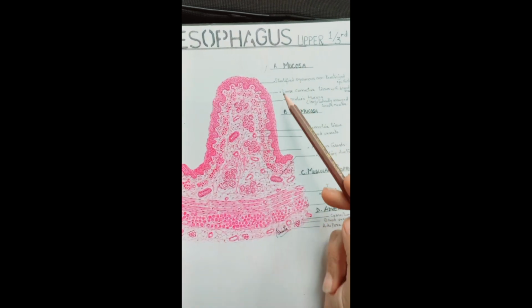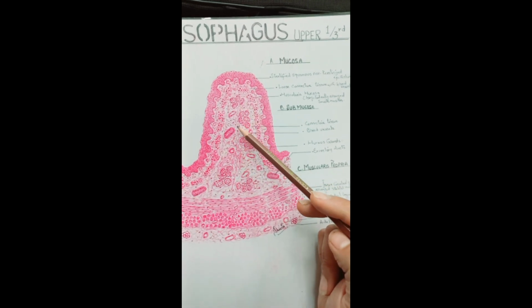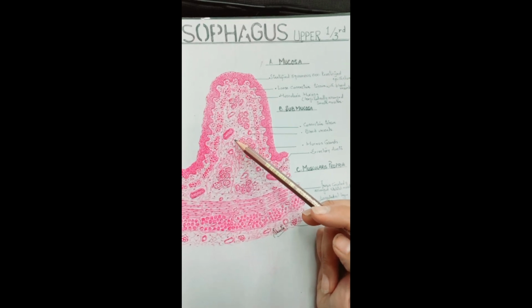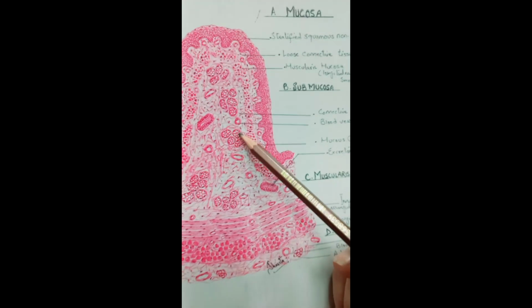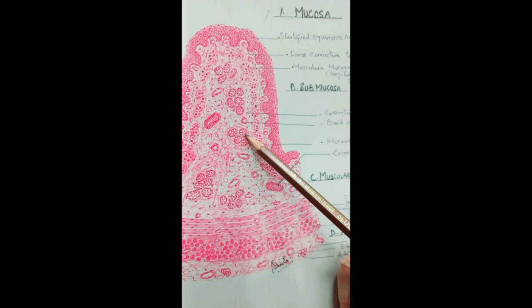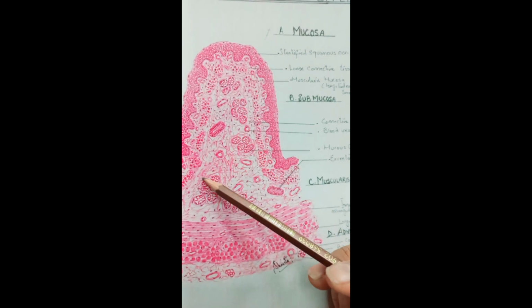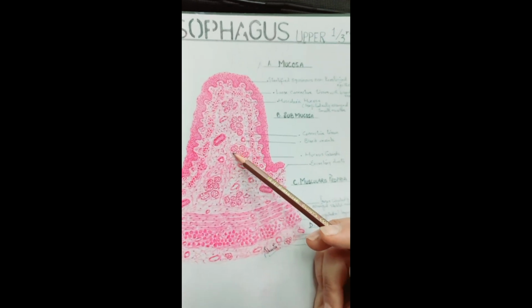Next we have the submucosa. This one is the submucosa, and in the submucosa you will draw connective tissue with blood vessels definitely, and you will have the glands, which are mucus glands. These are the mucus glands. As you can see, the peripherally located flattened nucleus in the mucus gland. So these are the mucus glands of the esophagus, which are located in the submucosa.